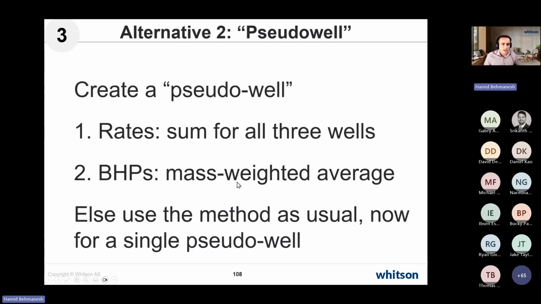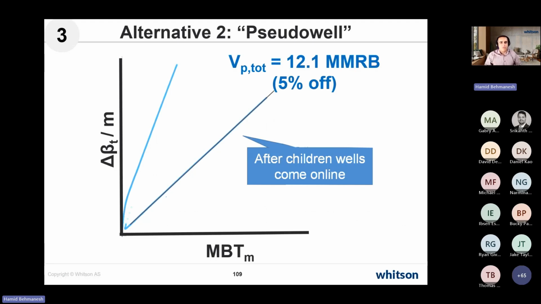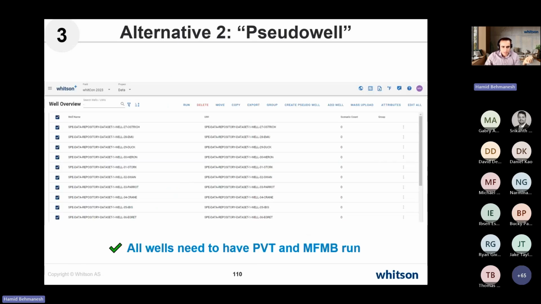For the bottom hole pressure, they found that a mass weighted average of bottom hole pressure seems to work better. For the same synthetic data, they did the same and came up with 12.1 million barrels of oil in place, which is only 5%, within the engineering error. So both of these methods seem to be working fine, while for the first alternative, where we treat each of these wells individually, you need to run FMB for all of them and sum them up. So this is an example of how to create the pseudo well.